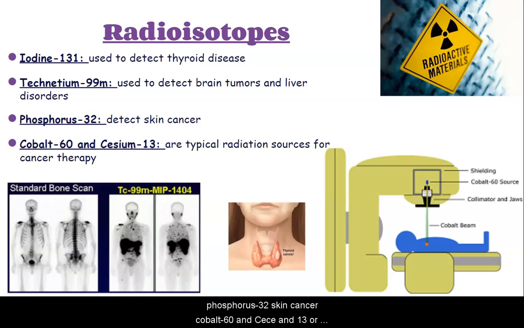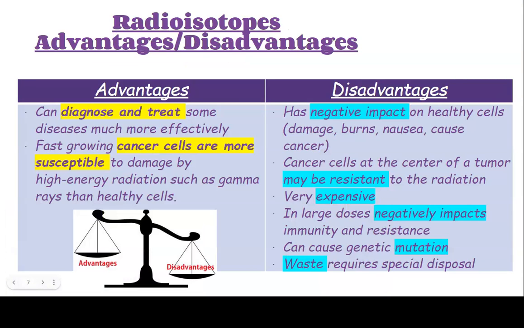Phosphorus-32 is used to detect skin cancer. Cobalt-60 and cesium-137 are typical radiation sources for cancer therapy. So when we talk about radioactive isotopes and radioactive materials, a lot of times people think that it is only a negative topic, but a lot of these radioisotopes are used in medical technology to either treat or help cure certain diseases. So there are advantages and disadvantages to radioisotopes.